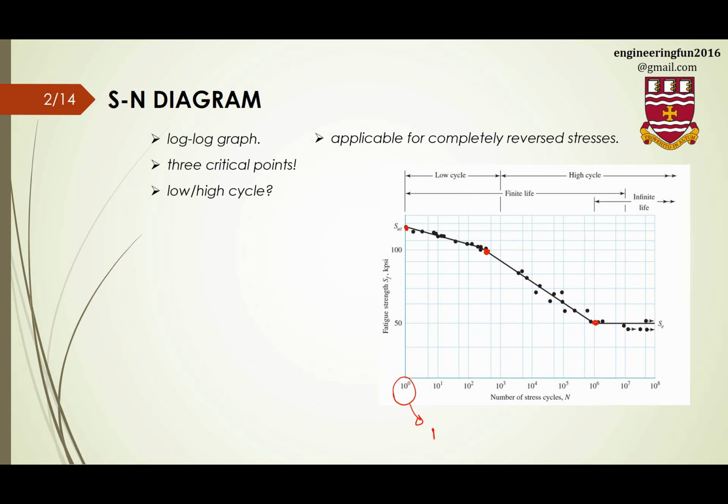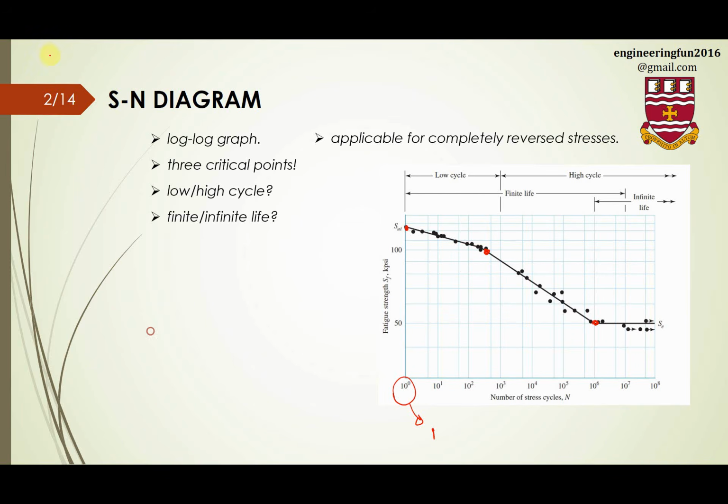Based on these important points, this graph can be categorized into different regions. For example, whatever happens before 1000 cycles is known as the low cycle scenario, and whatever happens after that is high cycle. Based on life, whatever is before 1 million cycles is finite life, and whatever is after is infinite life.